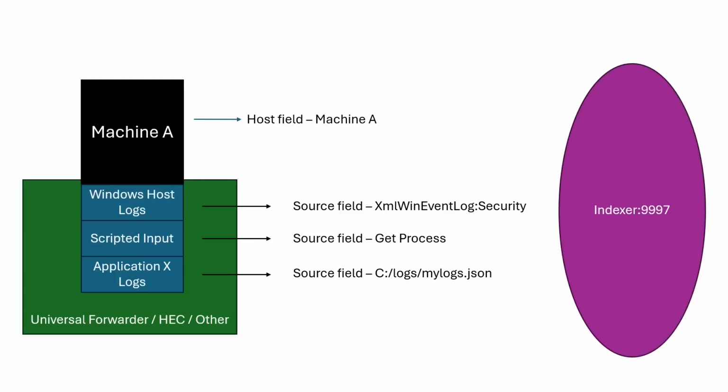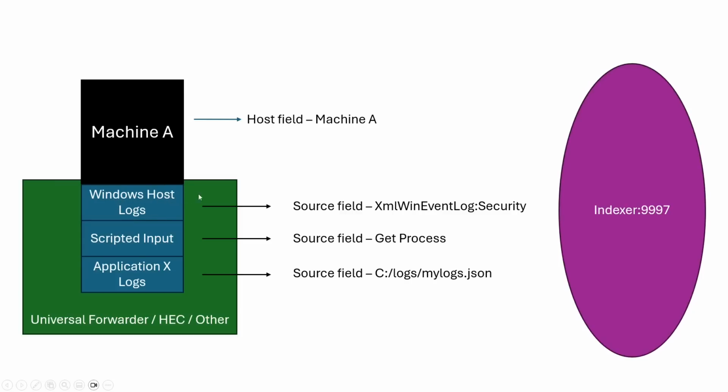And so where does that data get derived? The host field is the name of the machine sending the logs. So we have machine A here. So by default, the host field for your logs will represent that machine. So you can actually look at your logs, do a Splunk query, and the host field that comes back will give you an indication of where the logs came from.